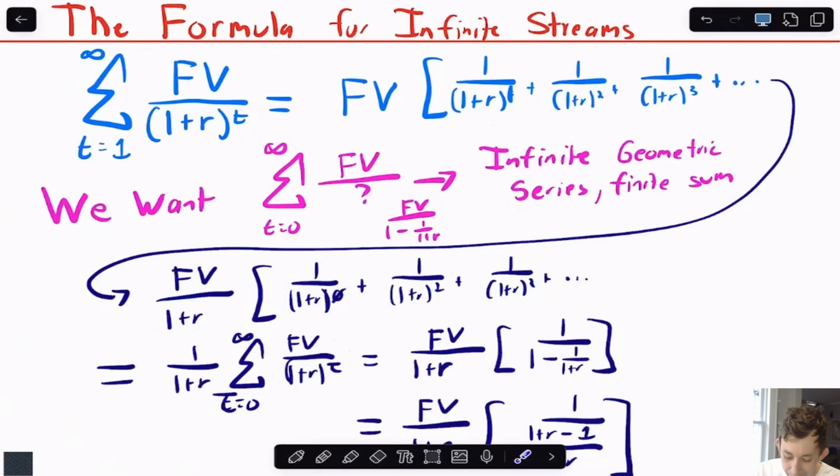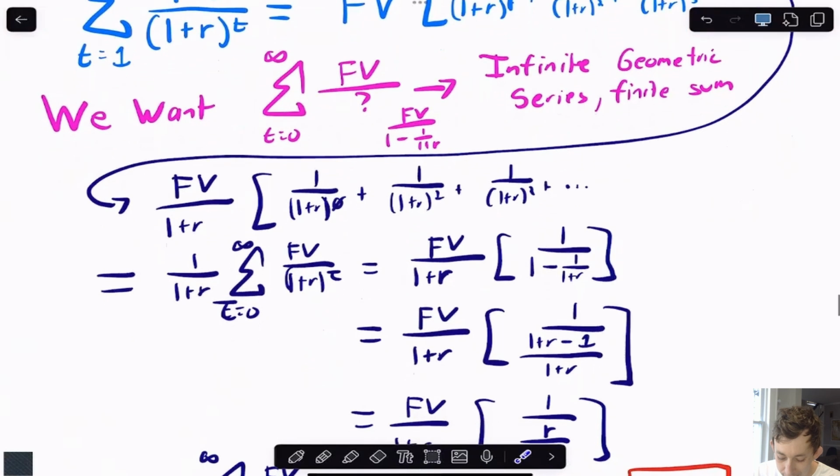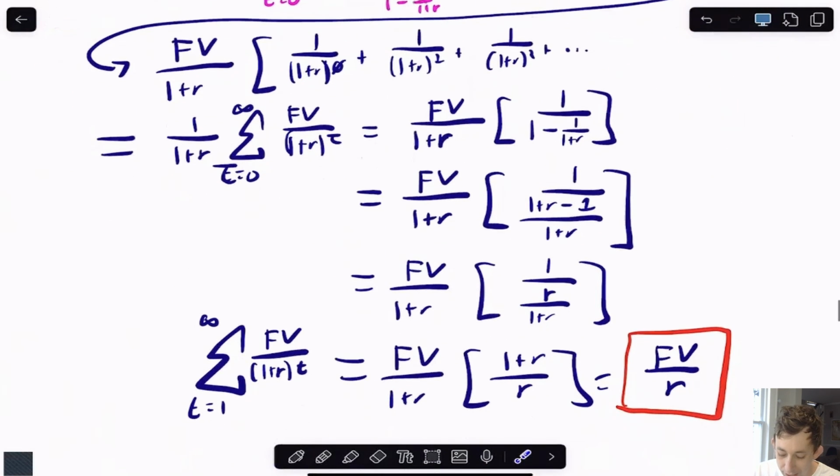And so I know that the value of that sum is 1 over 1 minus 1 over 1 plus r. I know that this is the thing that I could pull out. And so if I just do the algebra, I'm going to make a common factor like this. And so it becomes future value over r. If that's a little confusing, take a second, pause the video, look at the math, and see if you could figure out how to do it. If you need to go back and watch this part again, totally fine. But I think if you do this a couple times, you'll see that this makes sense.